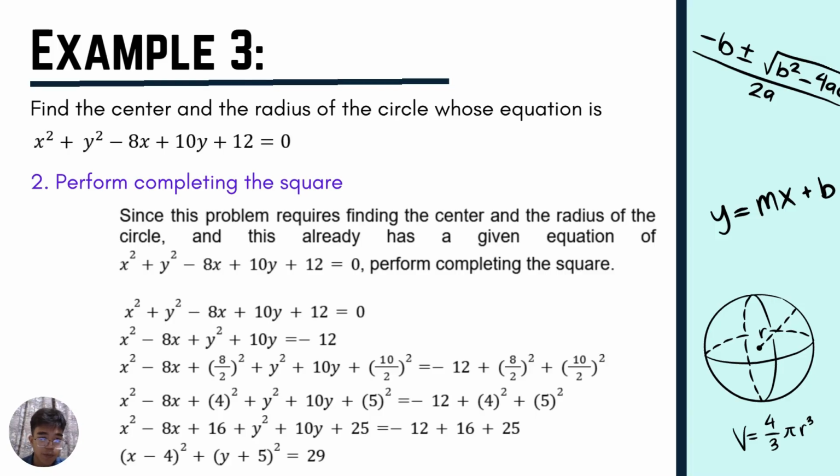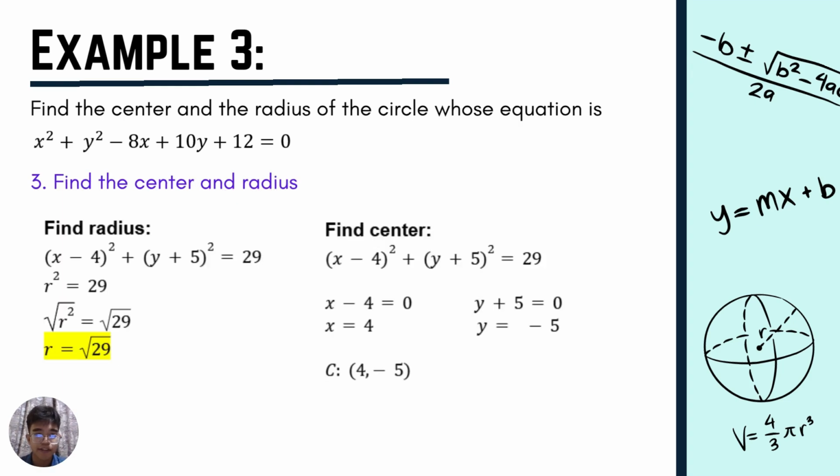Now we have x squared minus 8x plus 4 squared plus y squared plus 10y plus 5 squared is equal to negative 12 plus 4 squared plus 5 squared. Now we calculate the squares. 4 squared is equal to 16 and 5 squared is equal to 25. Now we will have x squared minus 8x plus 16 plus y squared plus 10y plus 25 is equal to negative 12 plus 16 plus 25. Now we will have (x minus 4) squared plus (y plus 5) squared. From the right side, negative 12 plus 16 plus 25 is equal to 29.